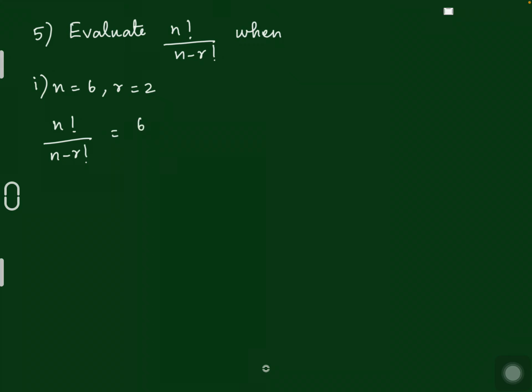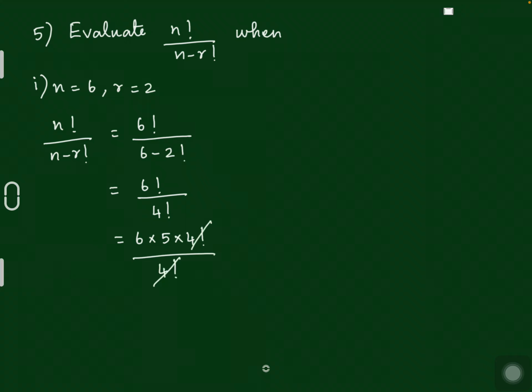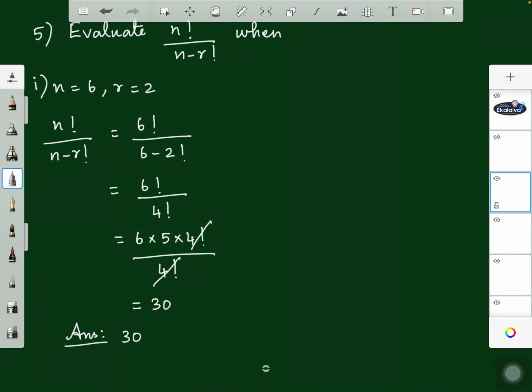So what is n here? 6. So 6 factorial by n is 6 minus r is 2. So 6 minus 2 factorial, that is 6 factorial by, what is 6 minus 2? 4 factorial. You know 6 factorial can be written as 6 into 5 into 4 factorial by 4 factorial. So 4 factorial gets cancelled. So you get 6 5s are 30. So what is the first sum answer? N factorial by n minus r factorial is nothing but 30.